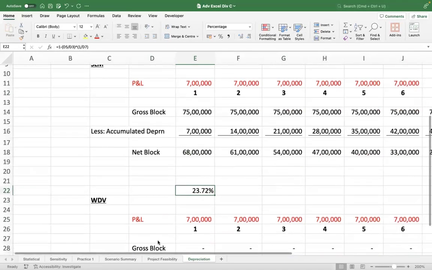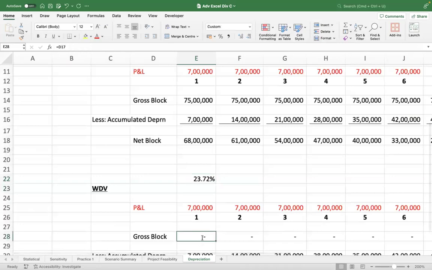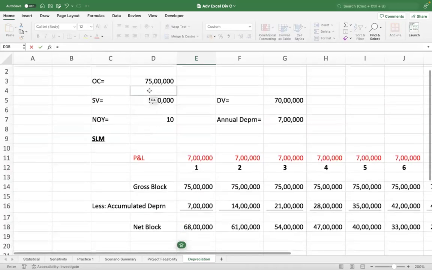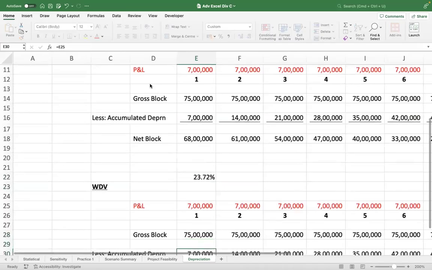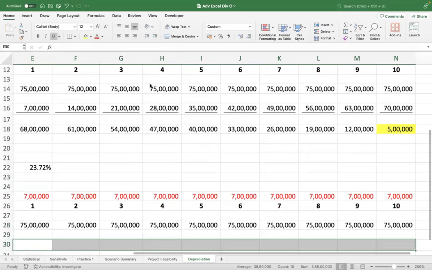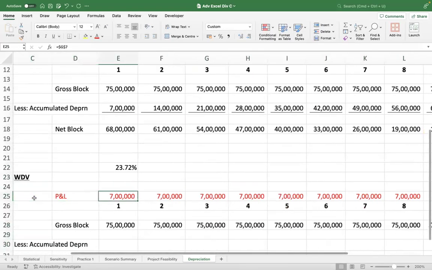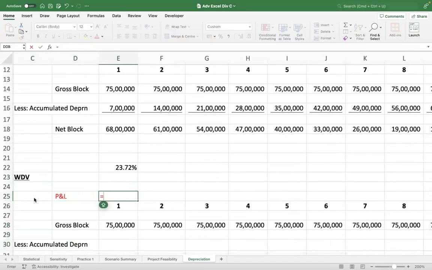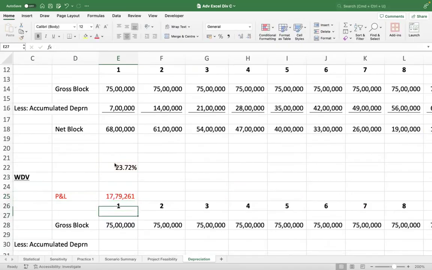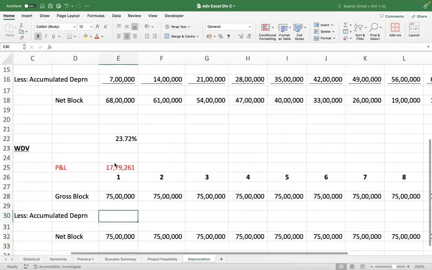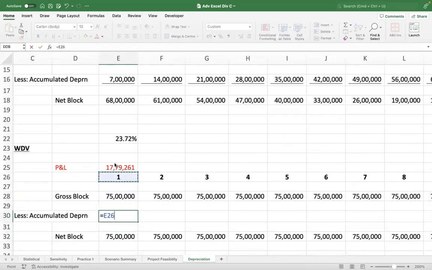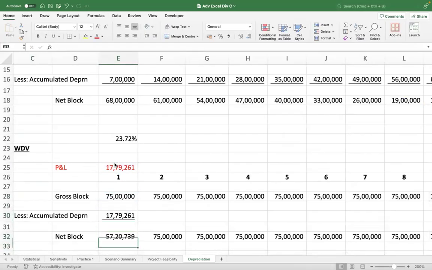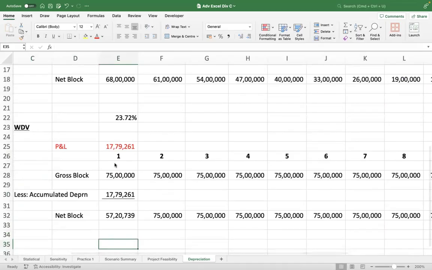So that is your rate of depreciation. And now we will put the gross block here. Gross block doesn't change. It remains at 75 lakhs, but the depreciation is going to change. So your first year's depreciation will be what? Your gross block multiplied by your rate. This is your first year's depreciation, right? And it is also your accumulated depreciation, isn't it?